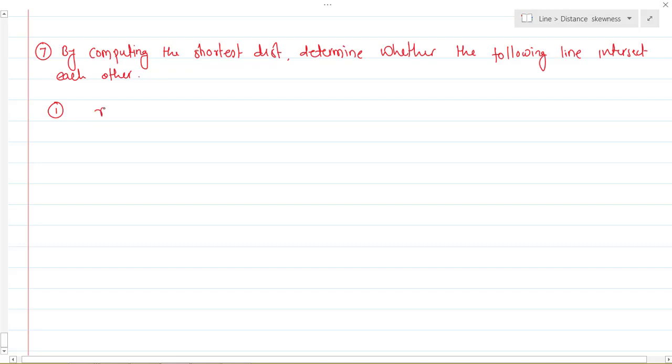It is r bar is equal to i minus j plus lambda into bracket 2i plus k, and the next line r bar is equal to 2i minus j plus mu into bracket i plus j minus k.